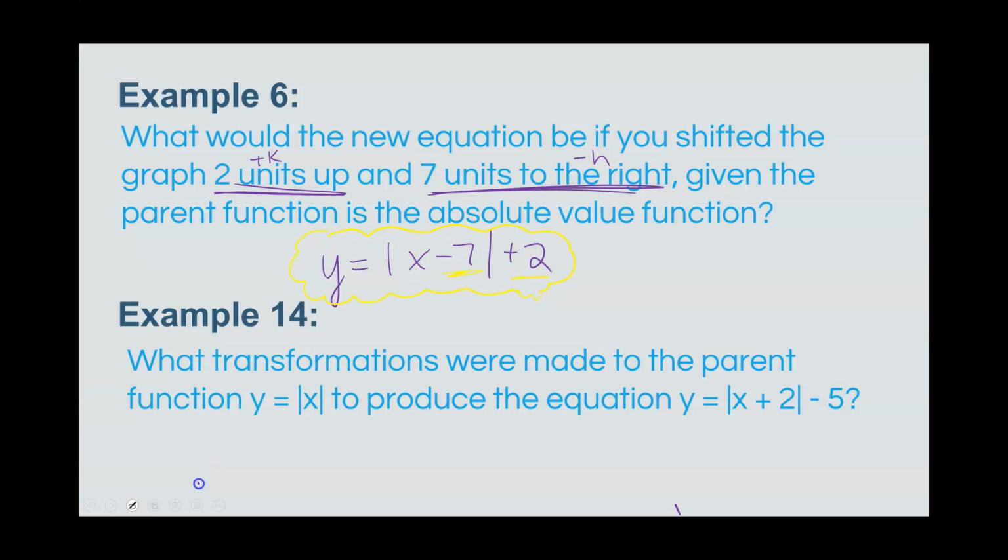All right, the next one is what we did in part B. It's where I give you the equation and I want you to state the transformations. So this is my H value, meaning left or right, and it's opposite, so that positive 2 means I went left 2. And then that minus 5 on the end means I went down 5. I hope you got these right. Again, if you have any questions, let me know. Thanks.